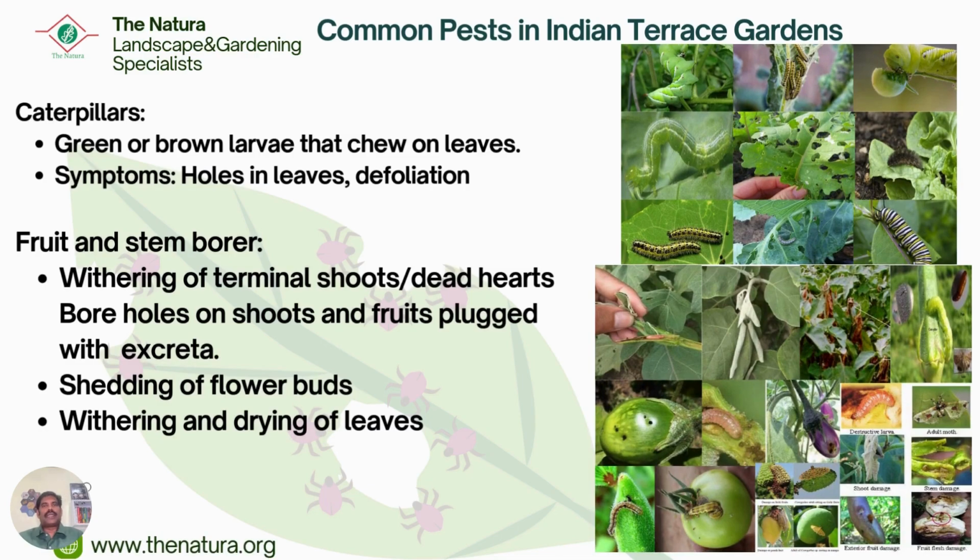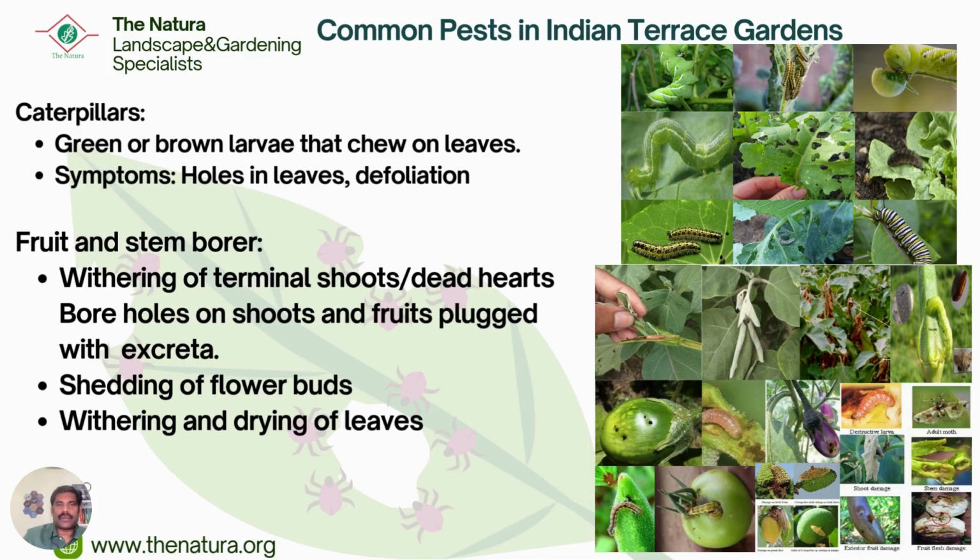And the second thing: so far we have seen sucking pests, which suck the sap from the leaves or flowers, by which they create problems for plants. And here we can see chewing and biting insects. Categorically, we are majorly dividing them into two. One is caterpillars, another is fruit and stem borers.